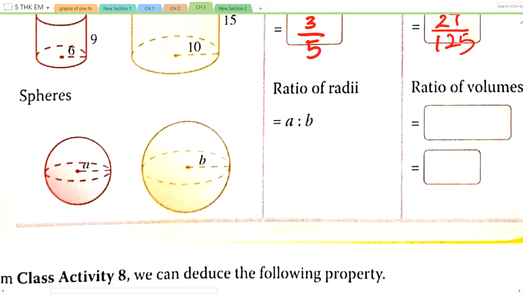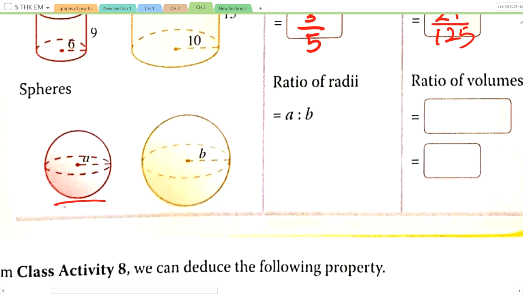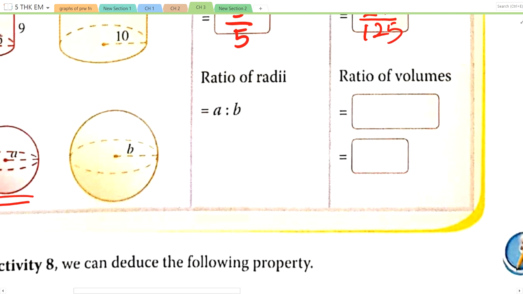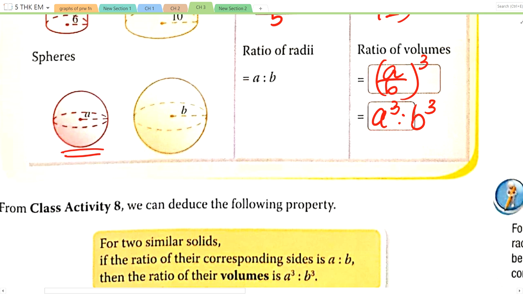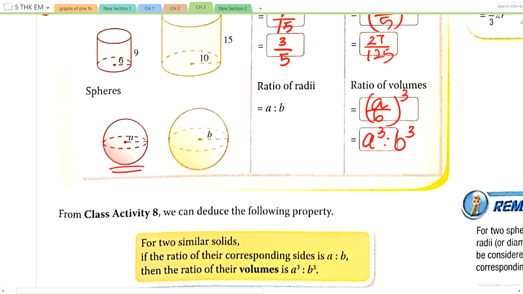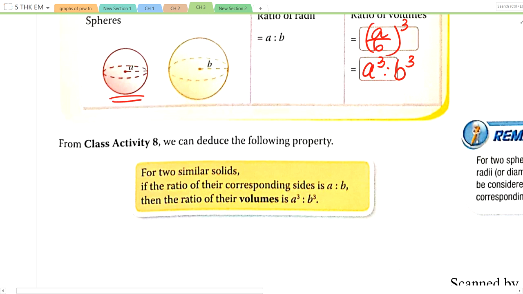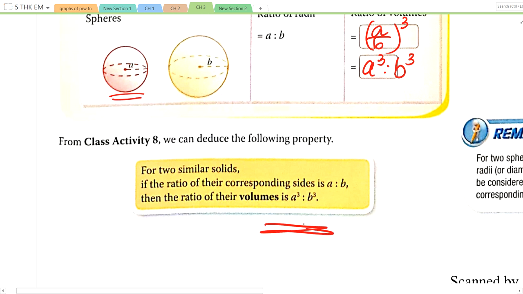They are not proportional. Now if you have a sphere with radius A and B, the ratio of volumes will be A over B cubed. So if you write it in ratio, it will be A cubed to B cubed. There's only one difference between this and the ratio of areas: for the ratio of area, we simply square the ratio of sides. Okay, so this is the summary.